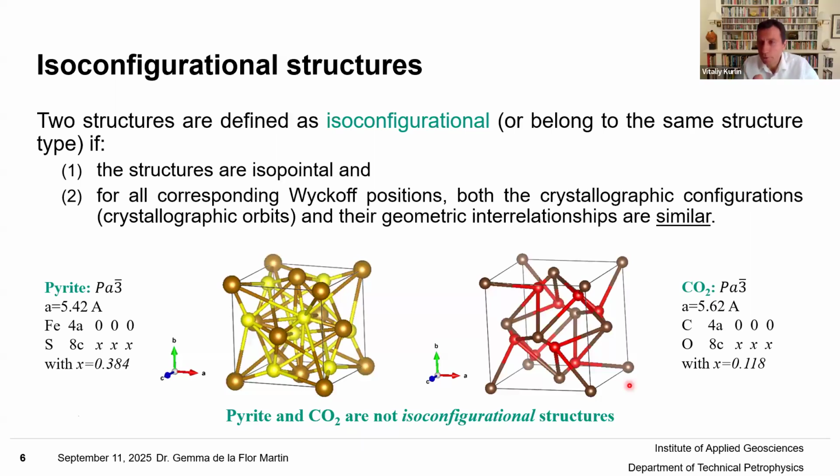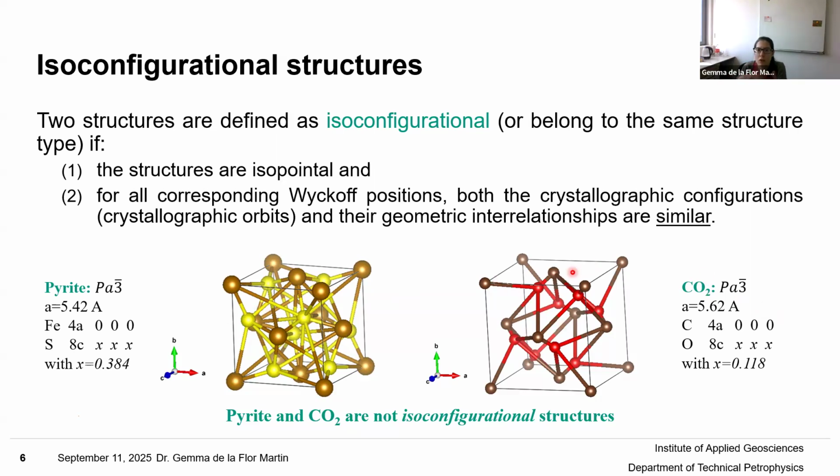Yes, Gemma. So this is an example of isopointal, but not isoconfigurational structures. The reason is that these two values of X are too different. That means it's not that they are different, it's that they don't belong to the same structure type, so that they will belong at the end.